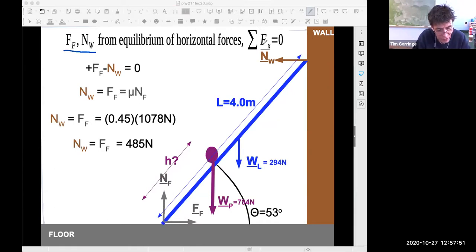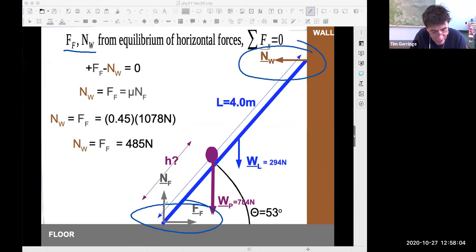So let's see how this must work. What are the forces that act horizontally? Well, upstairs here, it's the normal force of the wall that's acting towards the left, and downstairs here, that's the normal force of the ground on the ladder that's acting towards the right. They're the only forces acting horizontally. All the others are acting vertically.